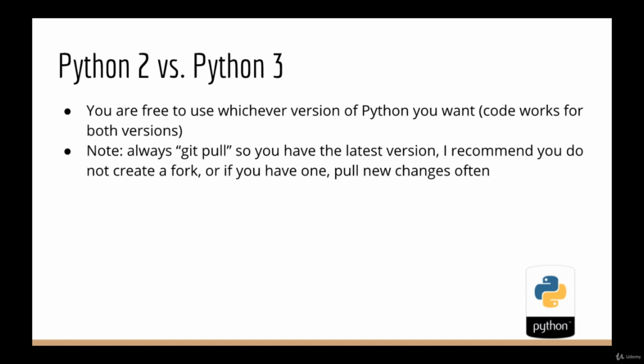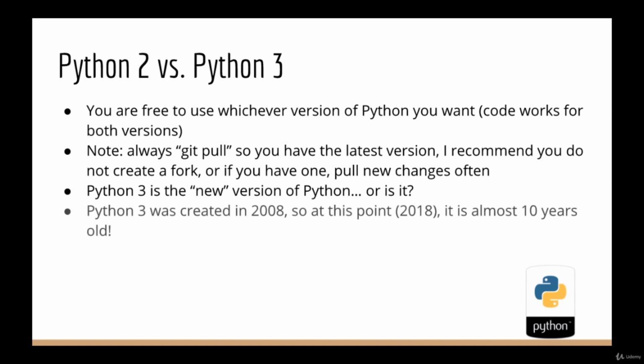I know that some people fork the repo on GitHub, but I strongly recommend not doing this as you won't get the latest updates as easily. If you do have a fork, consider just getting rid of it, or at least make sure you pull the latest changes often. A lot of people consider Python 3 to be the new version of Python, and therefore it's the one everyone should use, but that is a very limited perspective.